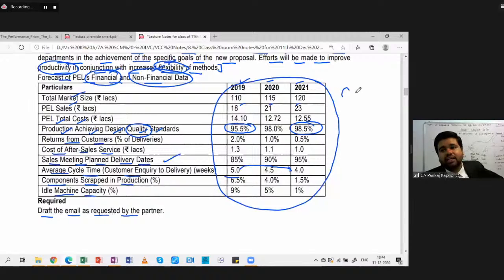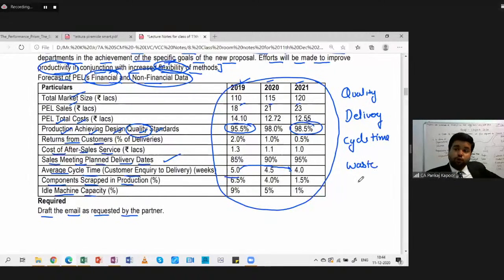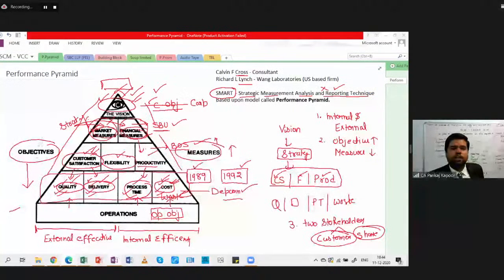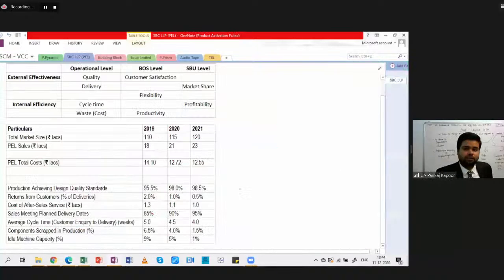The quality, then the delivery, then the cycle time, whether you are spending more time or less time, whether you are improving or not. Last but not the least, wastage. If you improve on these 4 operational parameters, it means you are performing good. But if you are not improving on these 4 performance parameters, it means you are not performing good. Now, move further in order to solve the question along with me. Okay.